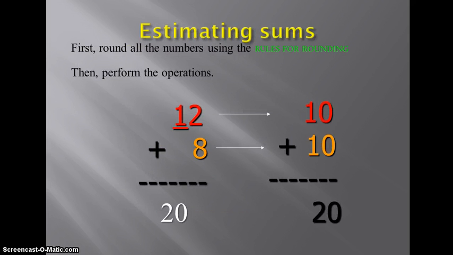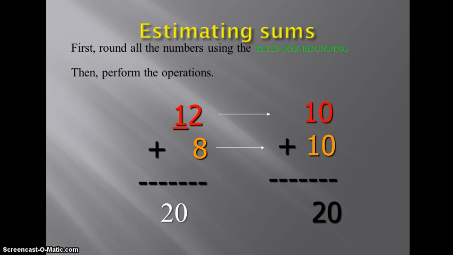You use the same basic principles when you're estimating sums as well. It's important to estimate sums so you can see if your answer that you got is reasonable when you are adding. You round because you want to make the numbers easier to add, subtract, multiply, or divide. So the first thing you're going to do is you're going to round the numbers using the rules for rounding that we've already gone over, and then you're going to perform the operations.